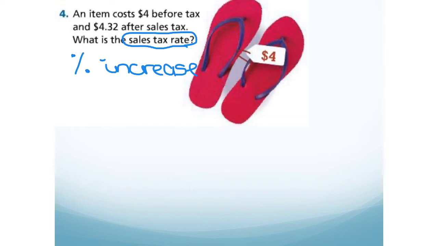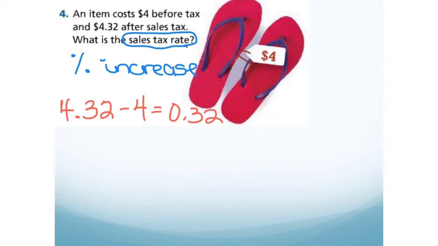And in order to find the percent increase, we need to know how much our item changed. And we find our change through subtraction. Our ending price was $4.32, and we're going to subtract its original price. So $4.32 minus $4 tells us that the price increased by 32 cents. There is a 32-cent tax on this $4 item.